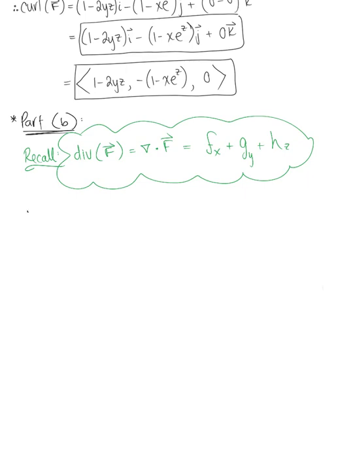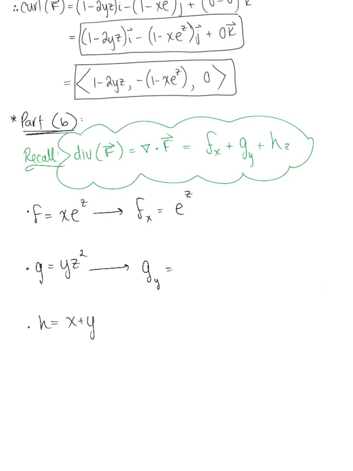Again, we're going to start by finding the partial derivatives. The f component of our vector field is defined as x times the natural exponential raised to the z, the g component is defined as y times z squared, and our h component is x plus y. The partial derivative of f with respect to x leaves us with the natural exponential raised to the z. The partial derivative of g with respect to y is equal to z squared. And last but not least, the partial derivative of h with respect to z is 0.